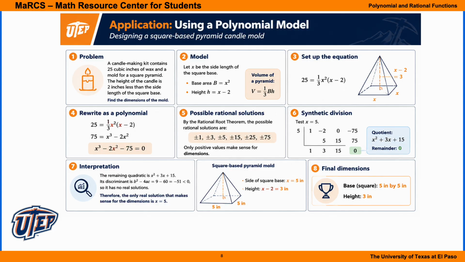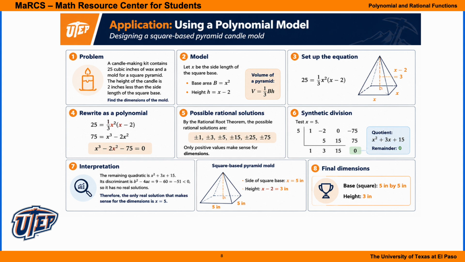So here we're building a model. So we'll let x be the side length of the square base. So that means the base area, the length times width, will be B is equal to x squared. So x times x. Now the height was 2 inches less than the side length, so that means the height will be equal to x minus 2. And then we know that the volume of the pyramid is equal to 1/3 the base times the height.